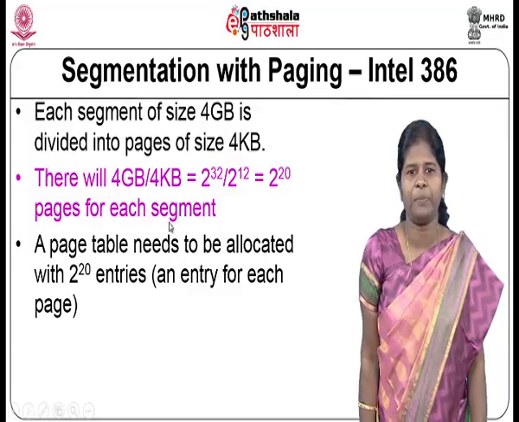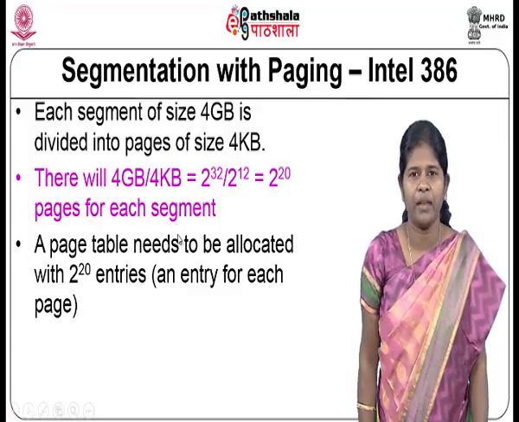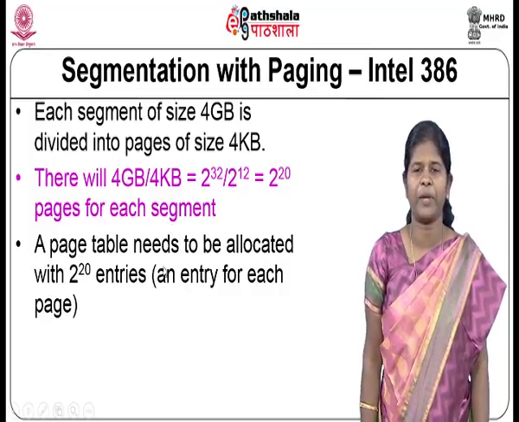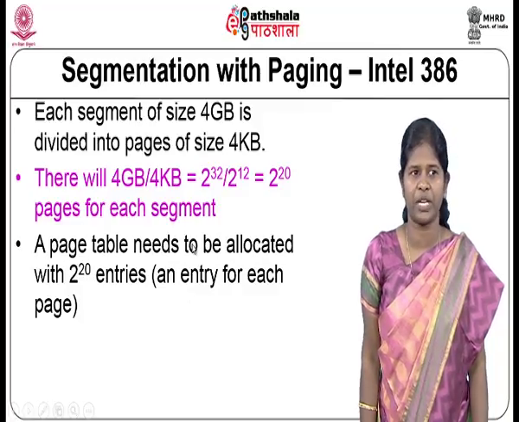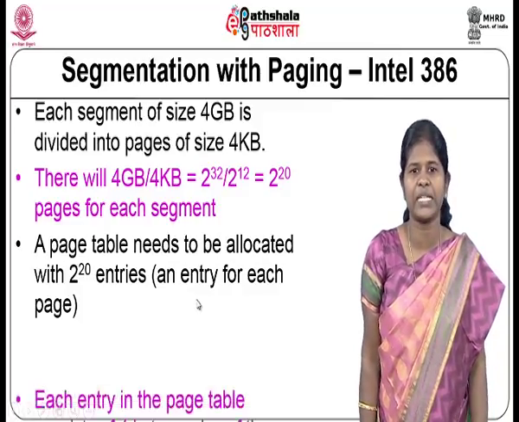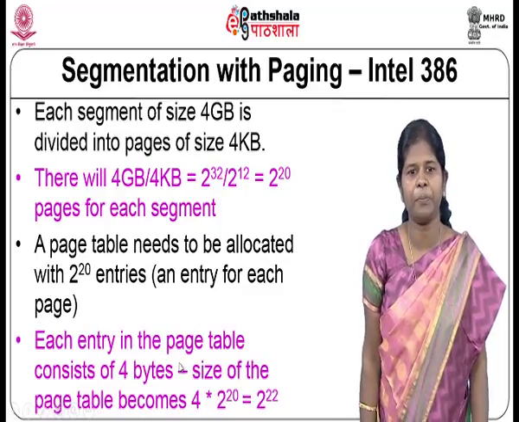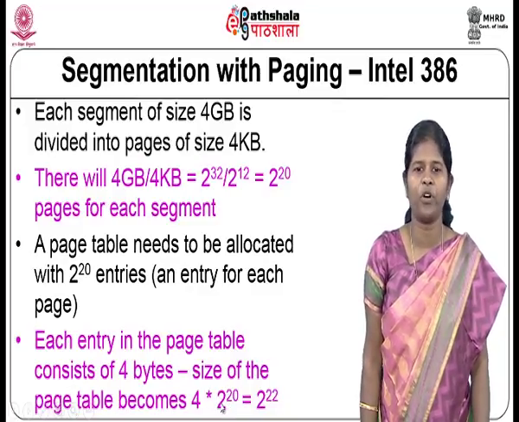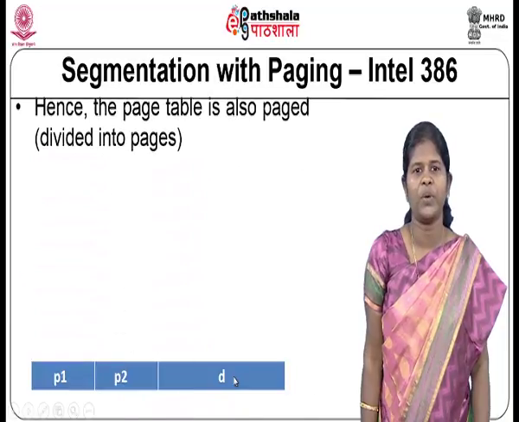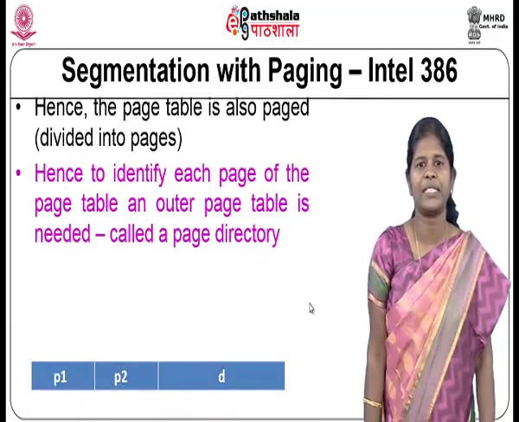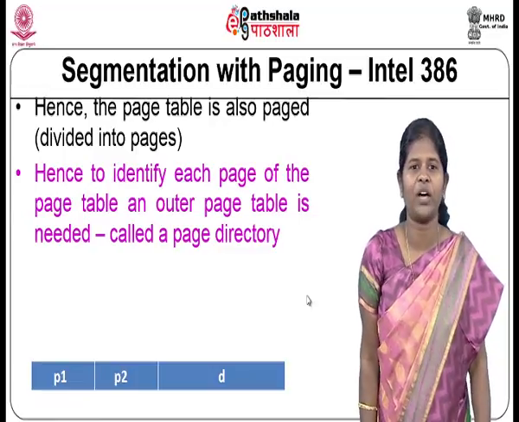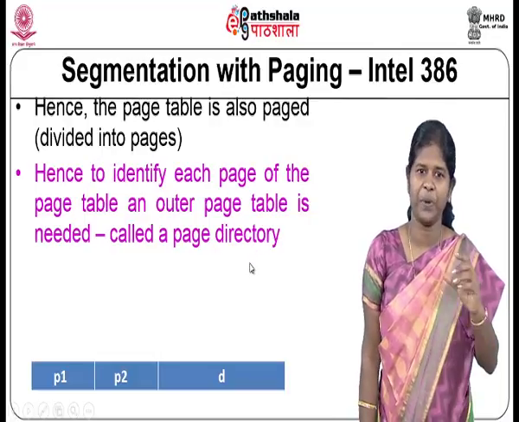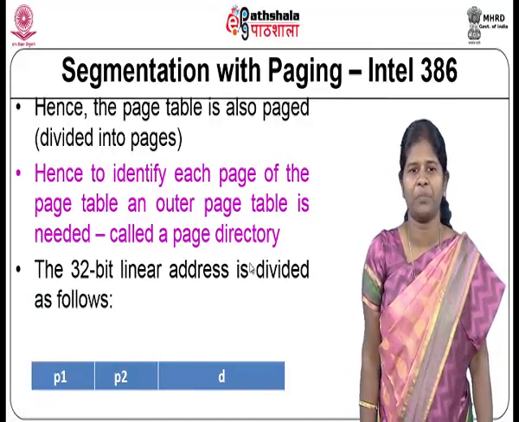When you have 2 power 20 pages for each segment, then you need to have a page table. How many entries will there be in the page table? Corresponding to each page you need an entry, and hence you will have 2 power 20 entries in the page table. Each entry in the page table consists of 4 bytes, so the size of the page table becomes 4 into 2 power 20, that is 2 power 22, which again is very large, and hence the page table is also paged, or divided into pages.